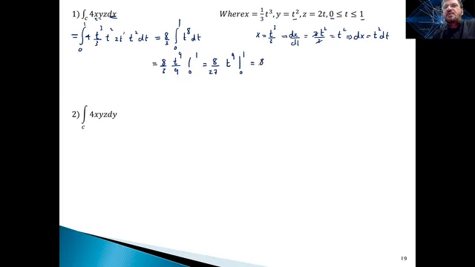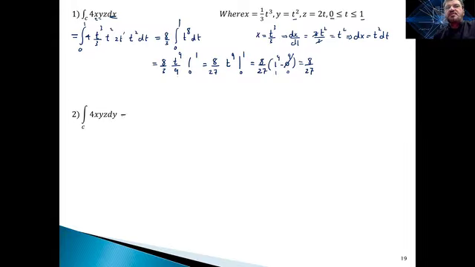And this is equal to 8 over 27. What do we do? We plug 1 first. We plug the 0 second. But 0 to anything is 0. 1 to the 9 is 1 times this. So the answer is 8 over 27. This is the result of the integral.